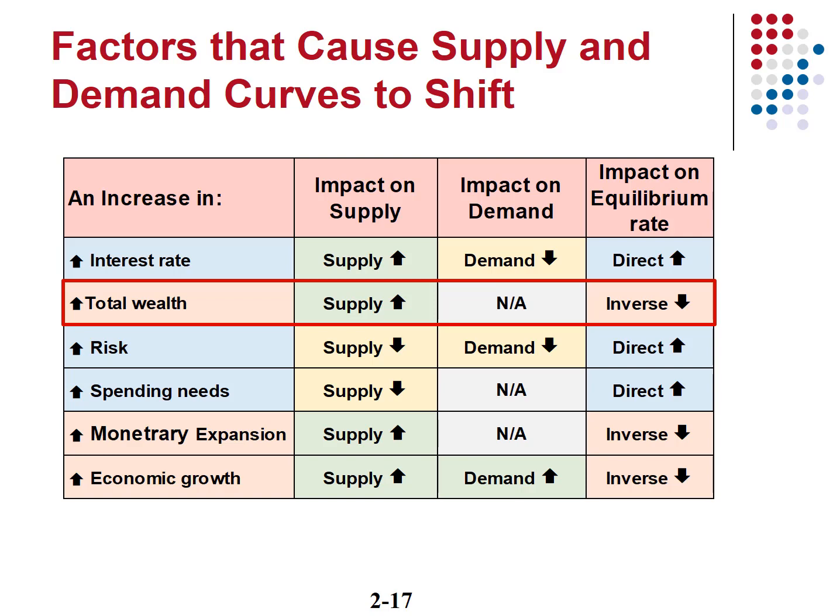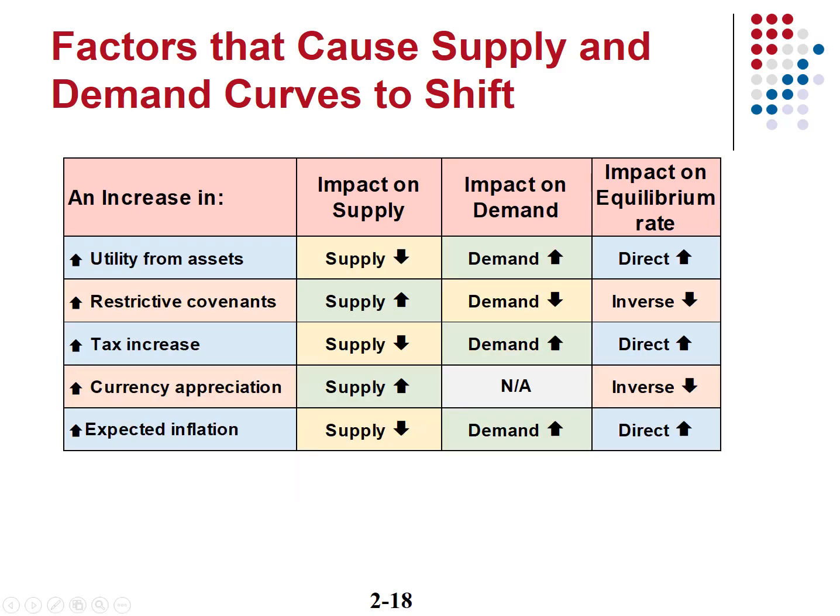They go down. Increased risk causes supply to decline as investors are less willing to invest in riskier assets. Demand also declines as borrowers are less willing to borrow. With decreased supply, rates increase. Increased immediate spending needs causes supply to decline and rates to increase. Increased monetary expansion increases supply and inversely impacts rates. An improved economy affects both supply and demand and inversely affects rates.